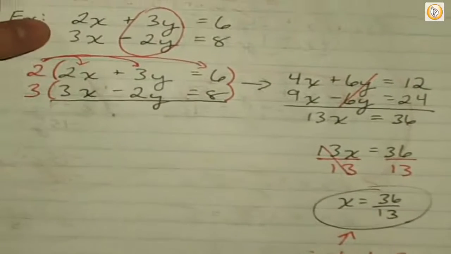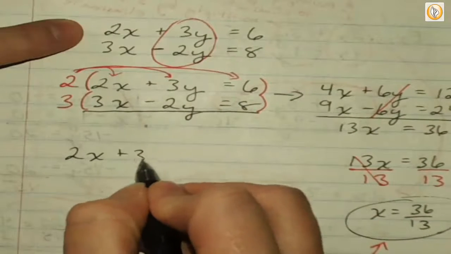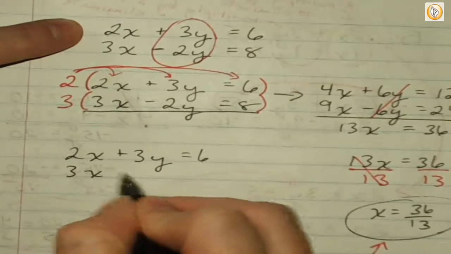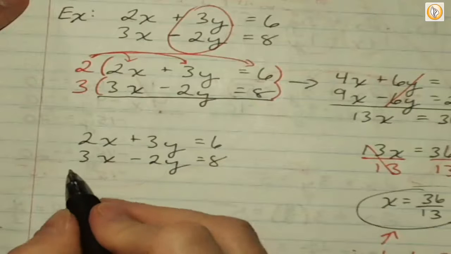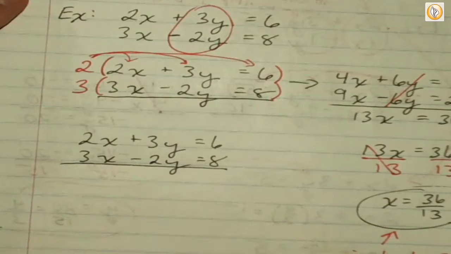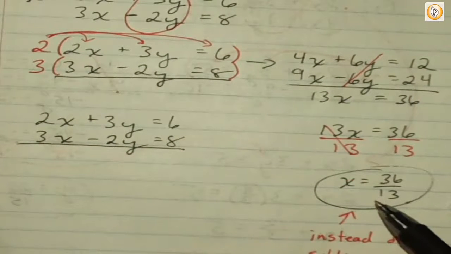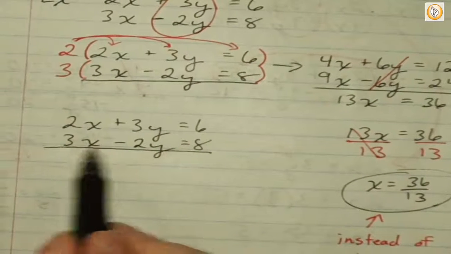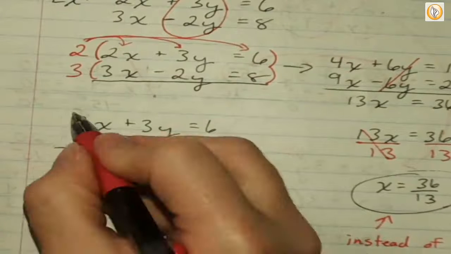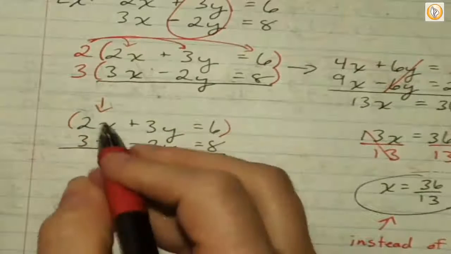Watch this. I'm going to rewrite. Does everyone have this down, by the way? Okay. I'm going to rewrite my equations. Now, this time, I want to eliminate, we eliminated the y to get x, correct? This time, I'm going to eliminate the x to get the y. So, I'm going to multiply the top by, again, our focus is going to be right here.